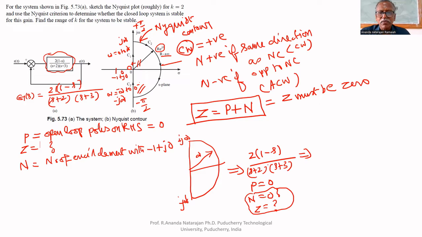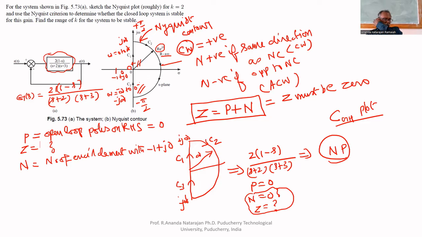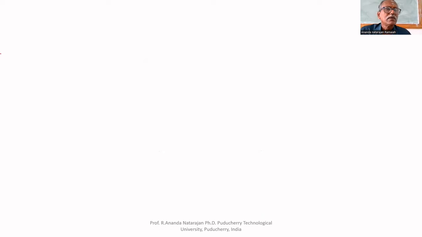If you map this on this, you will get the GH plot, that is called the Nyquist plot. To do that, this Nyquist contour has 3 segments. Already I said C1, this is C2, this is C3. Let us do the mapping one by one. First, let us do the mapping for C1.